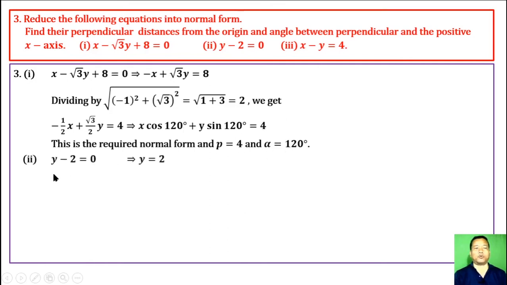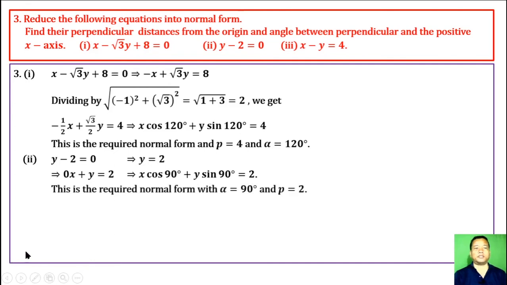For Roman number 2, y minus 2 equal to 0, y equal to 2, which can be written as this, which is equal to x cos 90 degrees plus y sin 90 degrees equal to 2. This is the required normal form with alpha is 90 degrees and p is 2. Roman number 3, x minus y equal to 4, dividing both sides by root over 2, that is square root of 1 square plus minus 1 square, root 2.